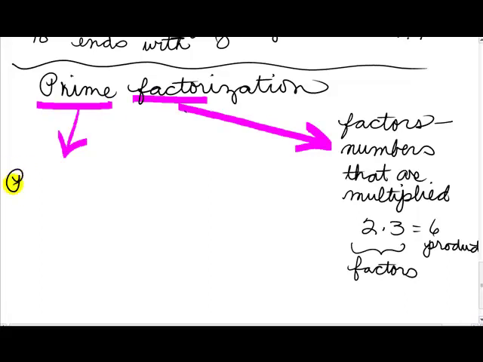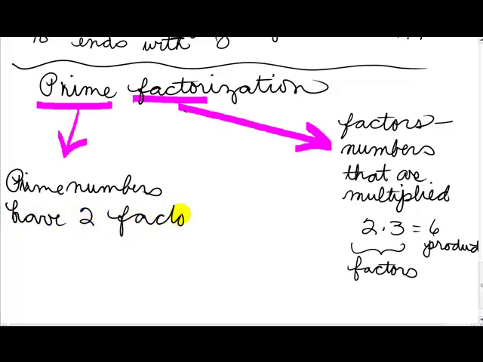Prime numbers have 2 factors. And we just said factors are numbers that we multiply. 1 and itself. Or I guess I should say a prime number has 1 and itself.